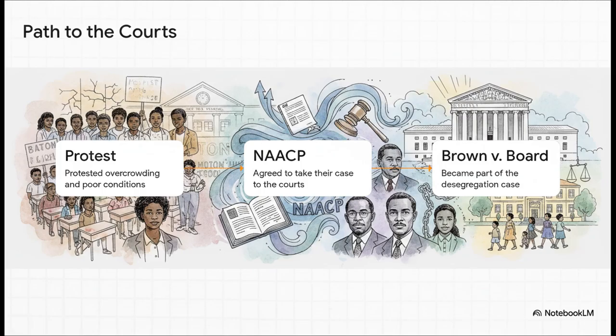So how does a local high school walkout turn into a national game changer? It basically happened in 3 steps. Step 1, Barbara and her classmates protested the severe overcrowding and terrible conditions at Moton High School, those inferior facilities we were just talking about. Step 2, their organized action was just undeniable. It caught the eye of the NAACP, who agreed to take their case to the courts. And step 3, this is the crazy part, this local student protest eventually got rolled up and became a key part of the massive Brown v. Board of Education case. From a high school hallway straight to the national stage.